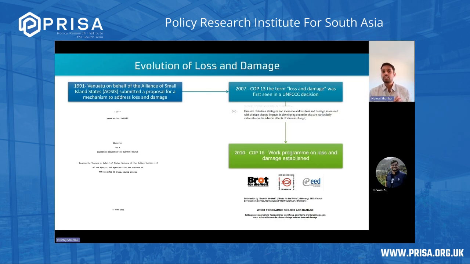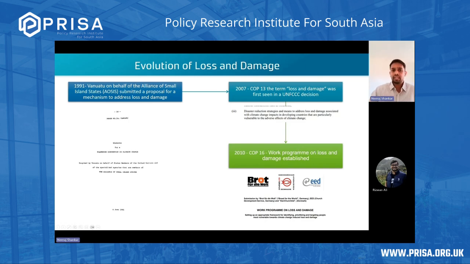And Vanuatu is a small island developing state in the Pacific region, and it began to call for actions, and that's when the term loss and damage was first evolved. But then there was a dead silence until 2007. That's when, at COP13, the term loss and damage was first seen in the UNFCCC decision. But back in 1991, it was submitted to the UNFCCC as a proposal. But in 2007, the UNFCCC first used the term loss and damage in their decision text.